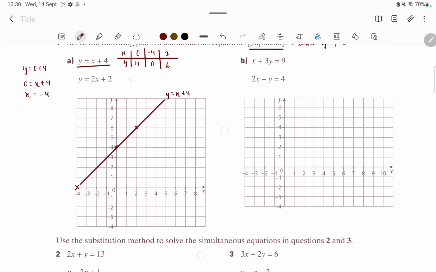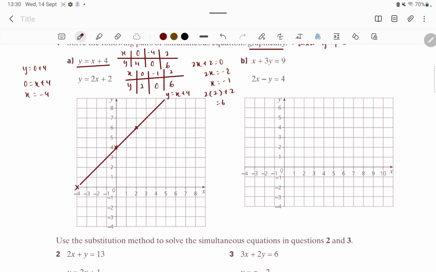And then y equals to 2x plus 2, this one is still the same thing. We draw table first, x and y. So when x equals to 0, y by right should be 2. And then when y equals to 0, 2x plus 2 equals to 0, 2x equals to negative 2, x equals to negative 1. Okay, and then let's try if x equals to 2. So 2 times 2 plus 2, you get 6.